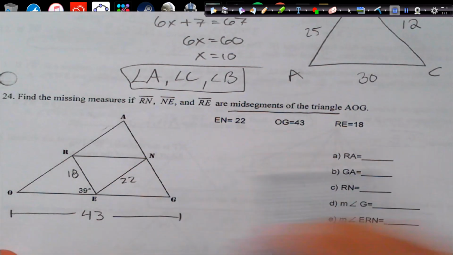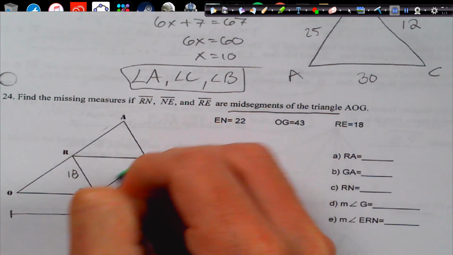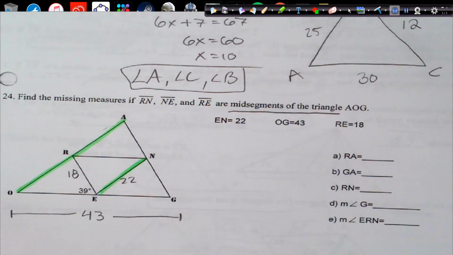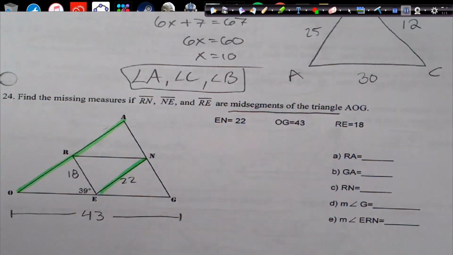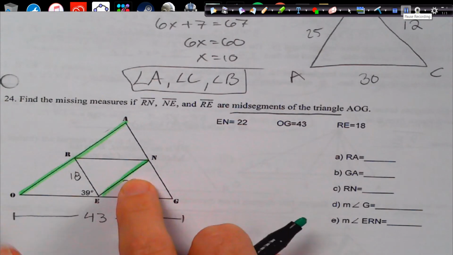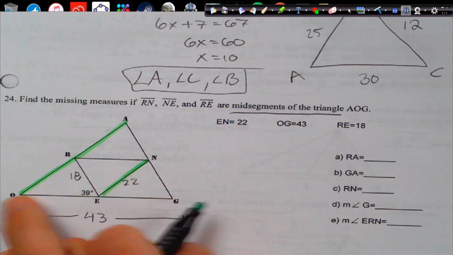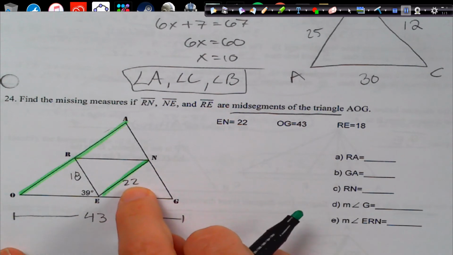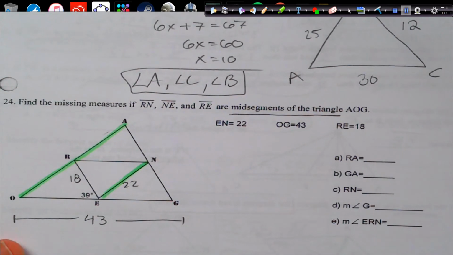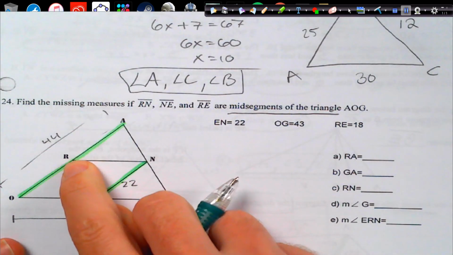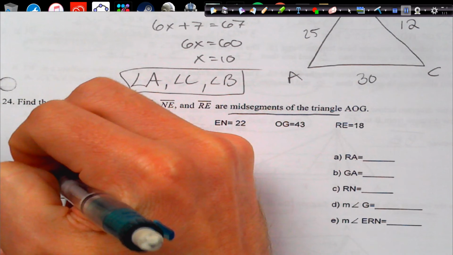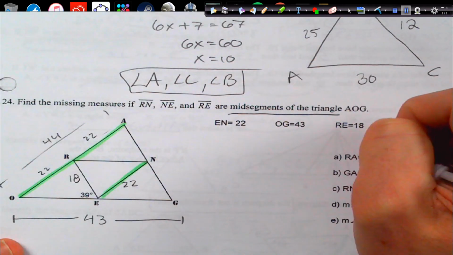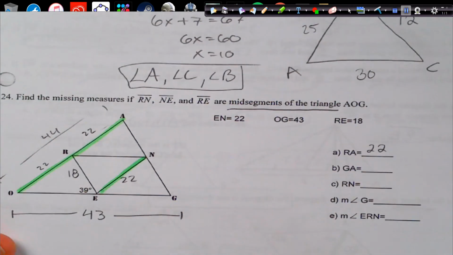Do you see how we have these two segments right here? Here and here. So EN and OA, this is the midsegment right here. So this means that this is half the size of this. So this whole piece here is going to be actually 44. But remember, it hits the middle, so these each are actually also 22. So RA is 22 units long.